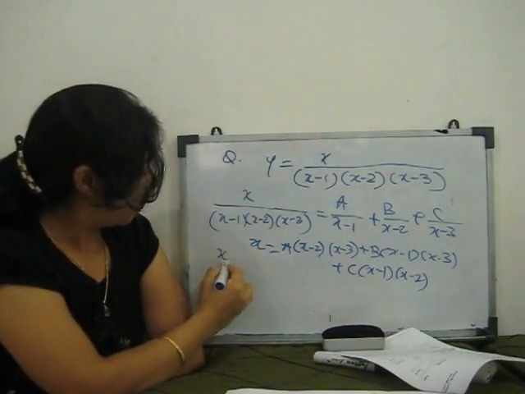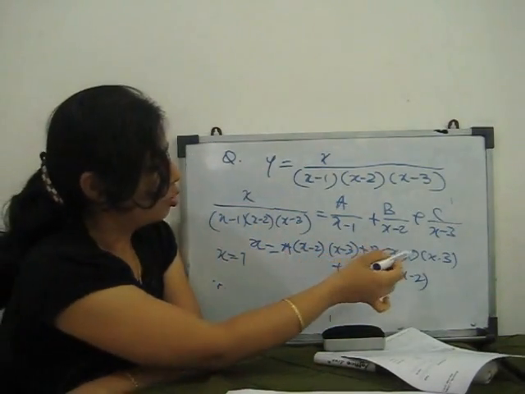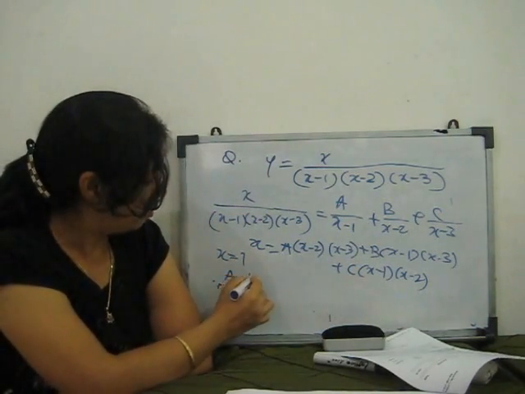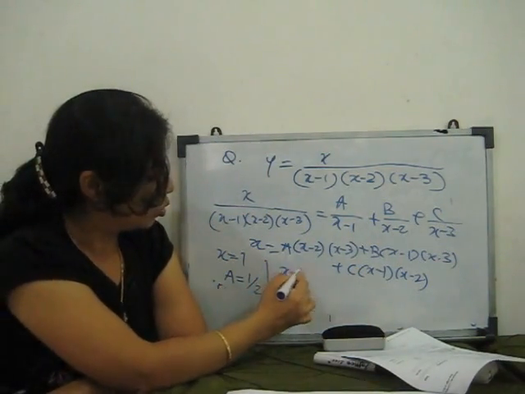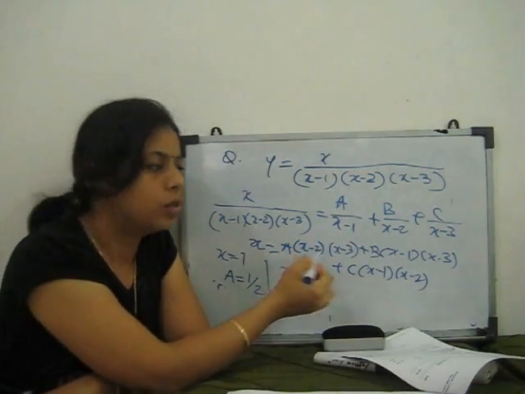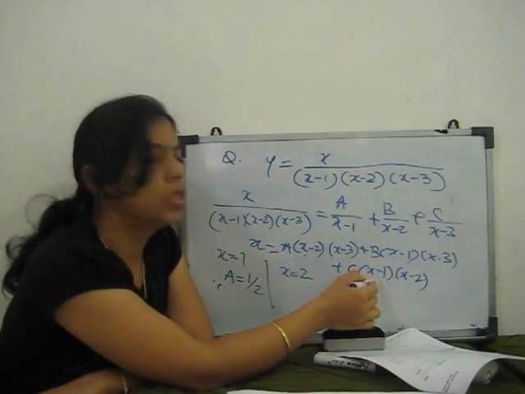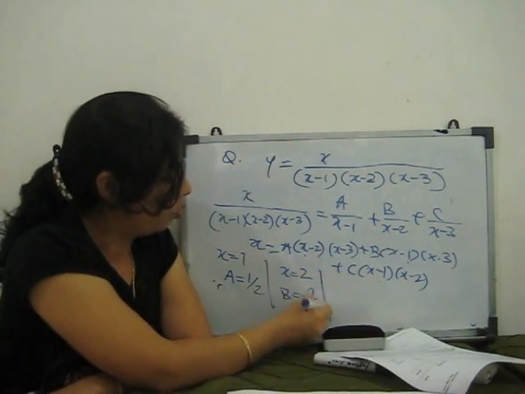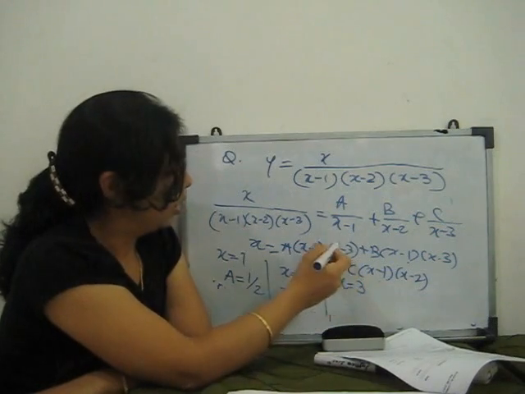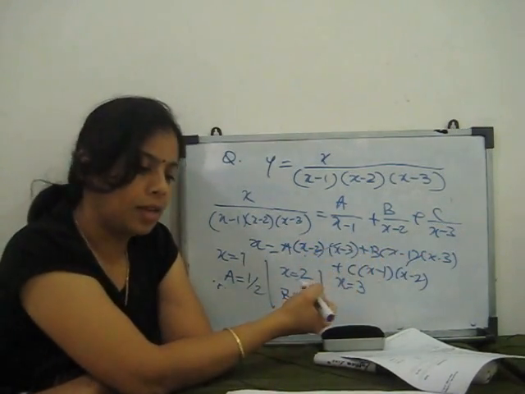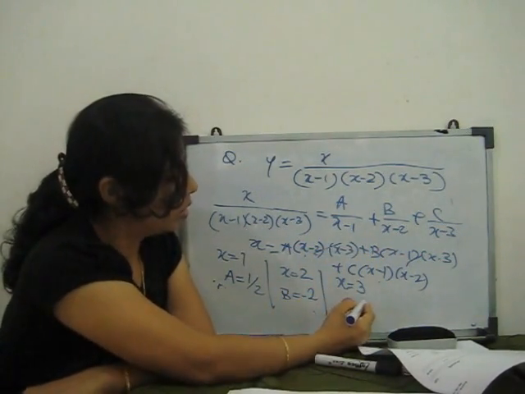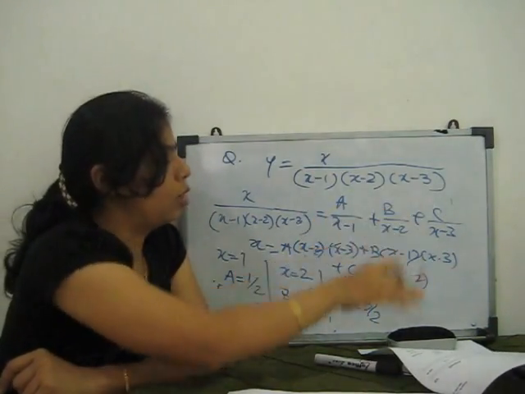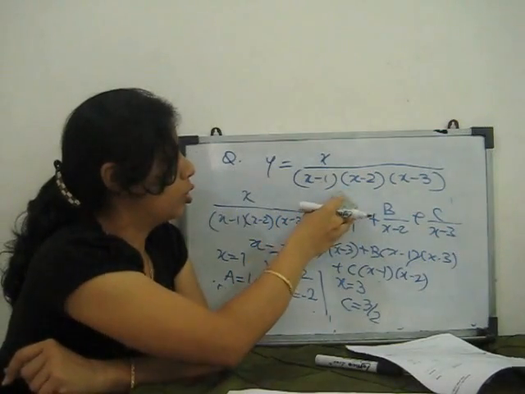Now first, if x is equal to 1, b is 0, c is 0, it gives the value of a as 1 by 2. If you put x is equal to 2, a gives 0, c gives 0, so b in this case gives minus 2. If you put x is equal to 3, this is 0, and c gives a value, c is equal to 3 by 2. So with the help of partial fractions you find the values of a, b, c, then you substitute here.